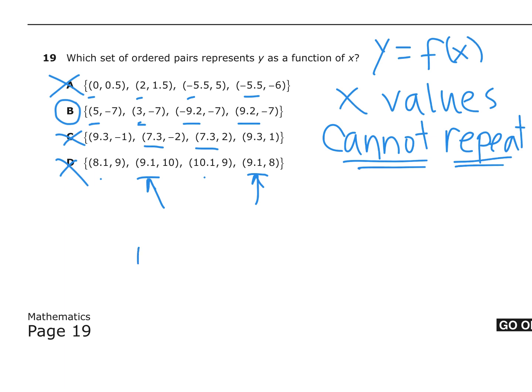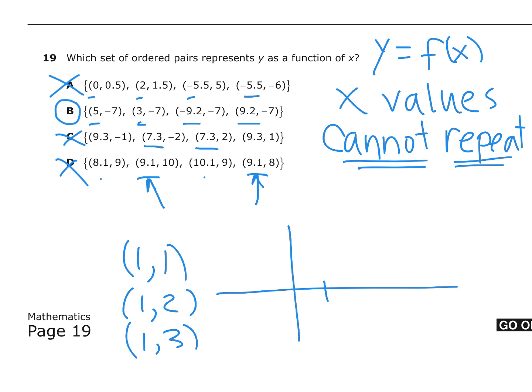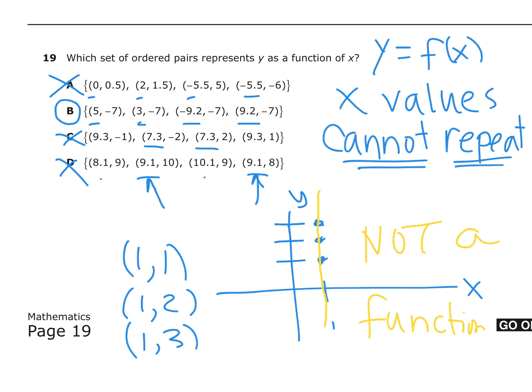So if you have something like (1, 1), (1, 2), (1, 3), and if you were to graph those, here's 1, this is the x-axis, and this is the y-axis. You would have (1, 1) right here, (1, 2) right there, and (1, 3) right there. They're all lined on top of each other, and if you were to draw maybe a vertical line through here, you would hit all 3 points, and that is not a function. Not a function. So that was for number 19.